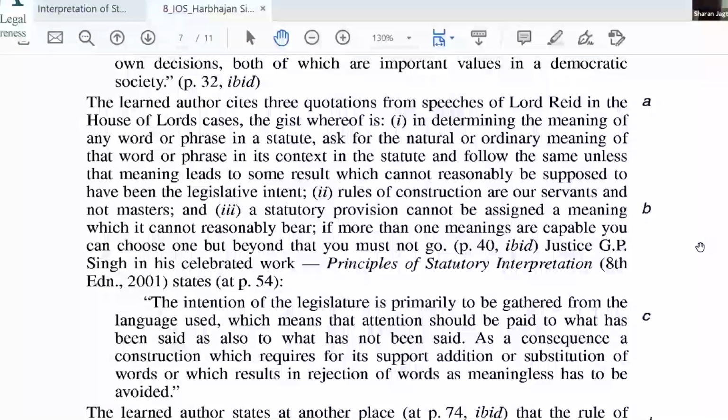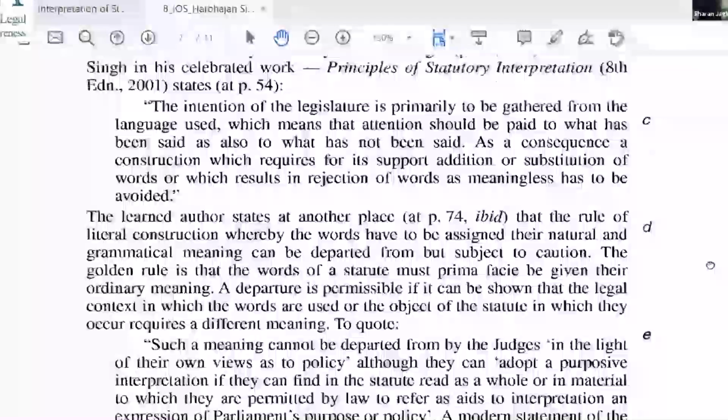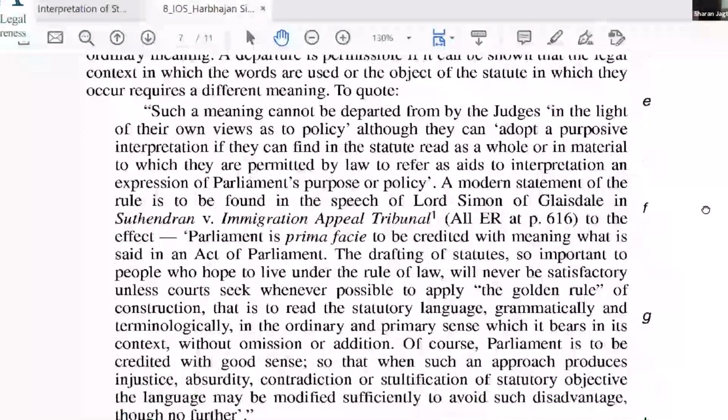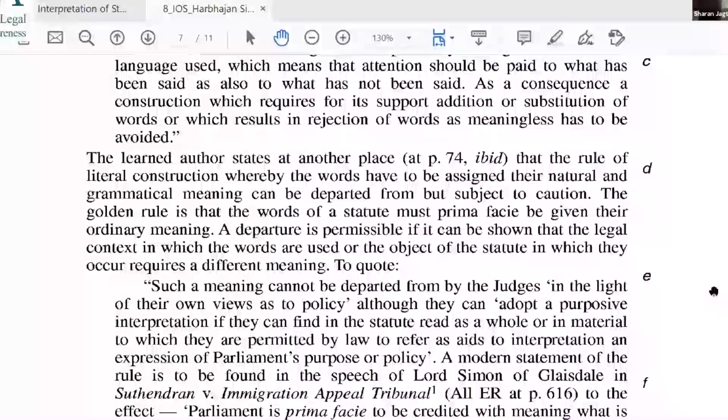And then he goes on to explain purposive interpretation, which I will come to, but what's important is the holistic exercise that is carried out rather than a prioritization of rules or aids. And that you will find on the same page a little bit later on in the quote, where he says, the learned author states at another place that the rule of literal construction, whereby the words have to be assigned their natural and grammatical meaning, can be departed from, but subject to caution.